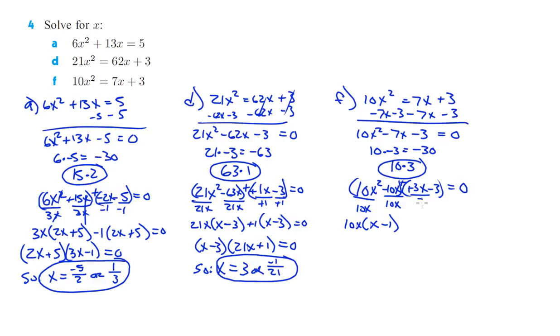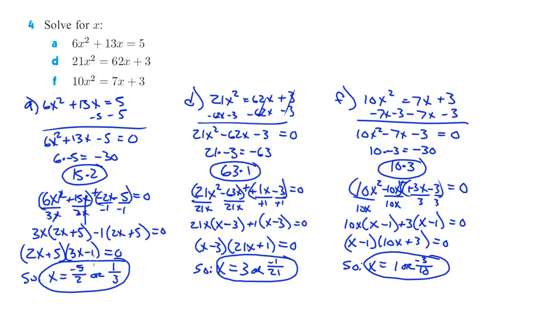And then over here, we can get a 3 out of both of those. So that's positive 3, so plus 3. And that's going to be x minus 1 here also. So we factor the x minus 1 out of both of these, and we're left with 10x plus 3. Okay? So x has to equal 1, or the opposite of 3, which is negative 3 over 10. Okay, a couple more problems to do, and we're good to go.